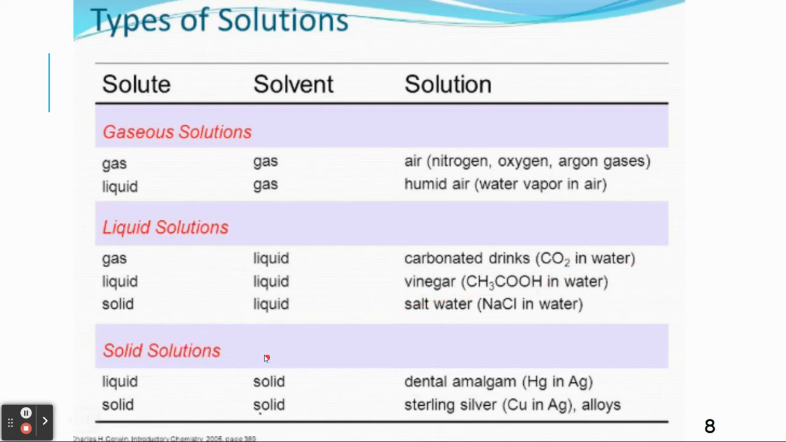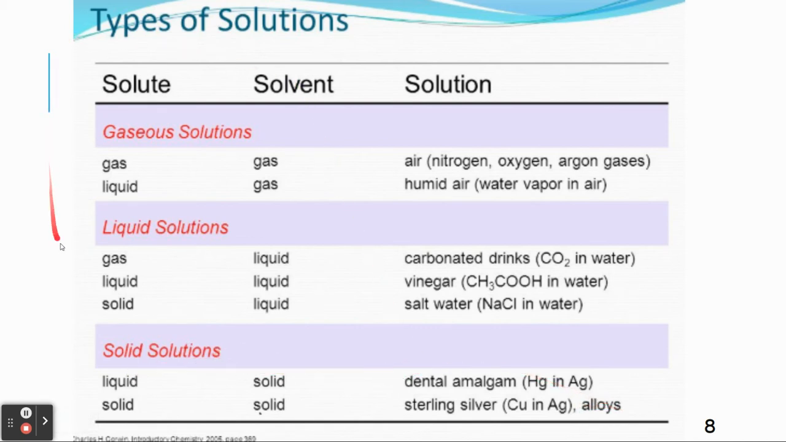And then you can have your solid solutions. So for example, liquid in solid, certain dental components where you have liquid mercury dissolved in silver, also solid in solid. So for example, sterling silver is actually copper dissolved in silver. Other alloys as well are examples of these different types of solutions that can exist.